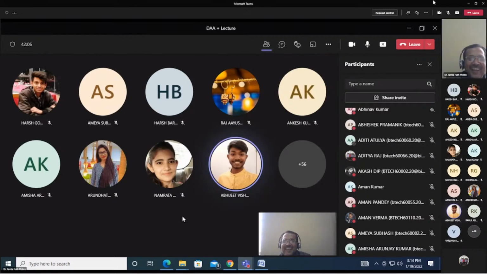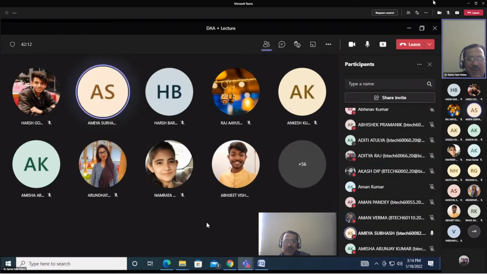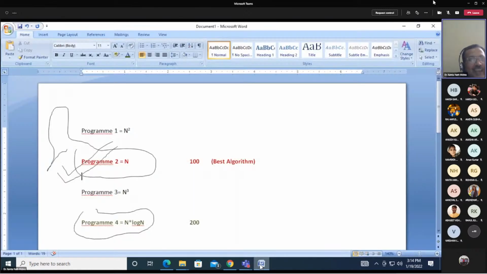Sir, we calculate complexity for larger inputs. Absolutely. So Amya, Abhijit Biswakarma is correct. If you take n equals 1, you will see that program 4 is taking minimum time. Clear? Yes, sir. Log 1 is 0.